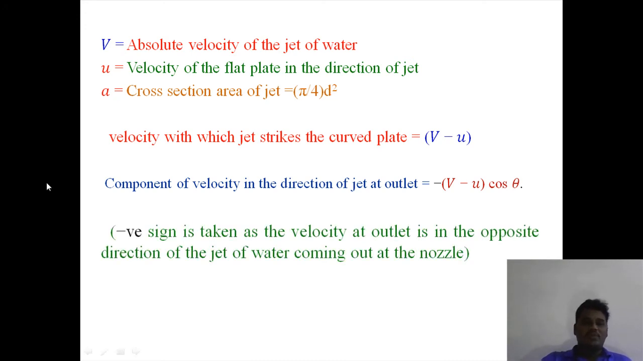So the negative sign is taken. The velocity at outlet is in the opposite direction to the jet of water coming out from the nozzle. The mass of water striking the plate per second is m star equals rho a multiplied with (v minus u).